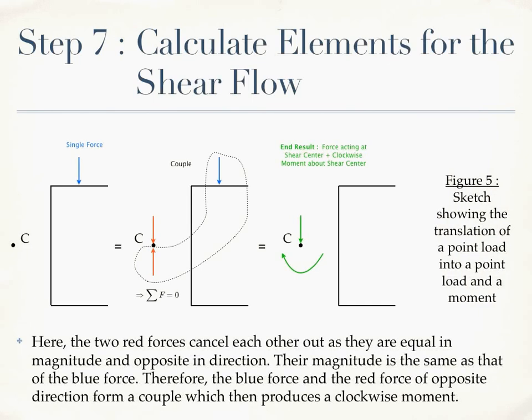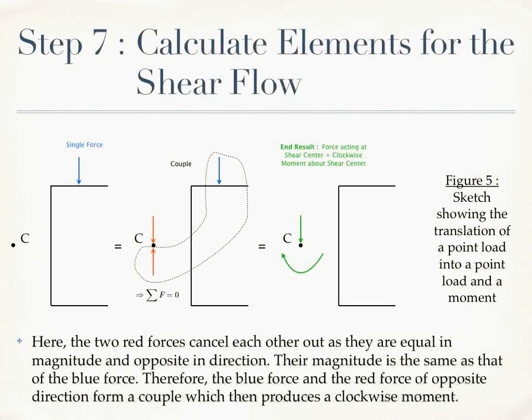As you can see in this three-step diagram, we are going from a single eccentric force to a force acting at the shear center and a moment. And we're doing that by using the theory of couples. If you look closely at the second step in the diagram, you'll notice that the two red forces are equal in magnitude and opposite in direction, therefore they effectively cancel each other out.